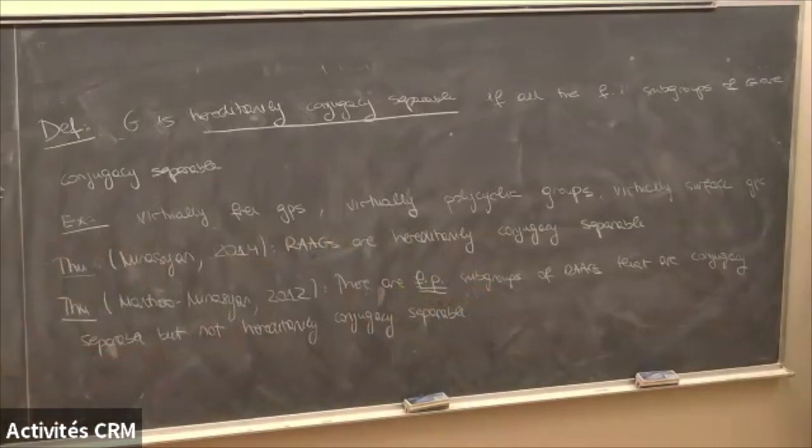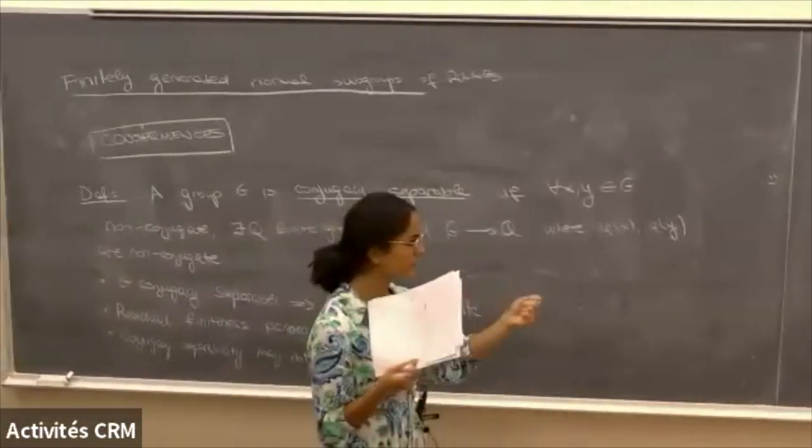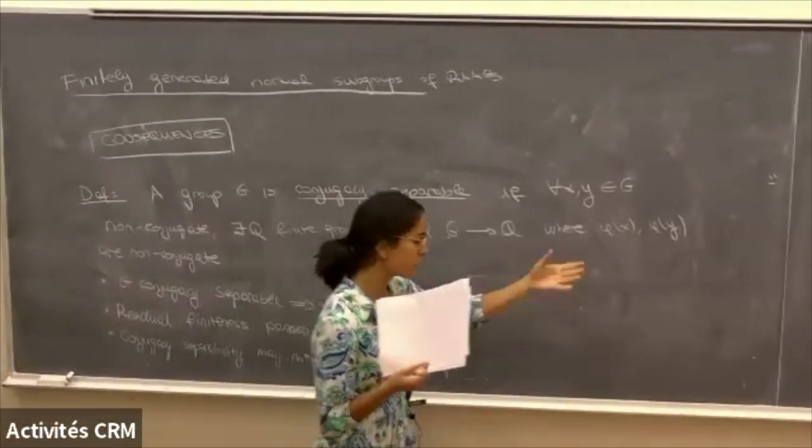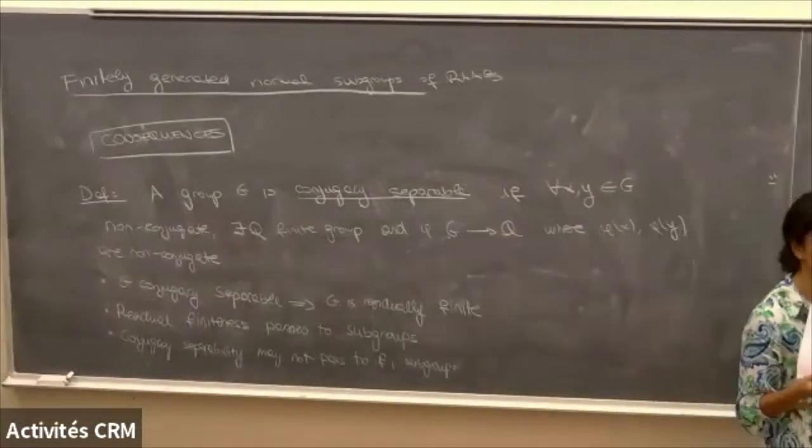So maybe asking for finiteness conditions or thinking about finiteness properties is not a good approach when dealing with algorithmic problems or hereditarily conjugacy separability. Sorry. So we will see that, again, normality is maybe the right property to ask for the subgroup to have, so that it's also hereditarily conjugacy separable.